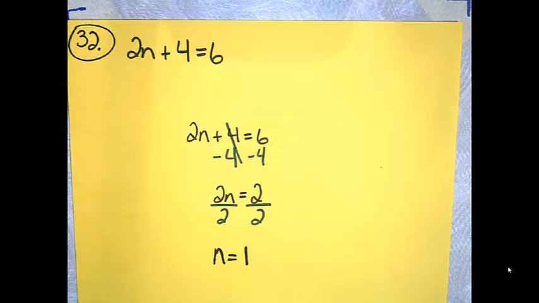Problem 32. Twice the number increased by 4 is 6. So you subtract 4 from both sides of the equal sign, and it gives you 2. Then you divide by 2 on both sides, and it gives you 1.